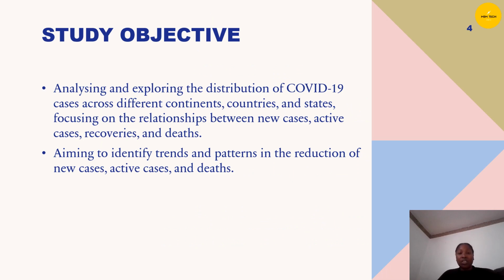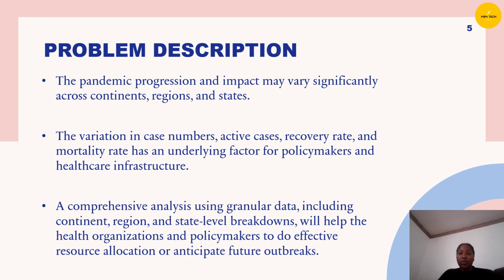The study objective is analyzing and exploring the distribution of COVID-19 cases across different continents, countries, and then states, focusing on the relationship between new cases, active cases, and recoveries and then deaths, aiming to identify trends and patterns in the reduction of new cases, active cases, and also deaths.